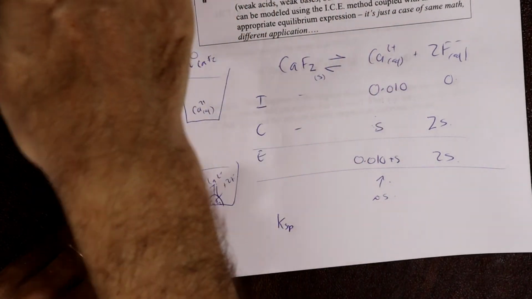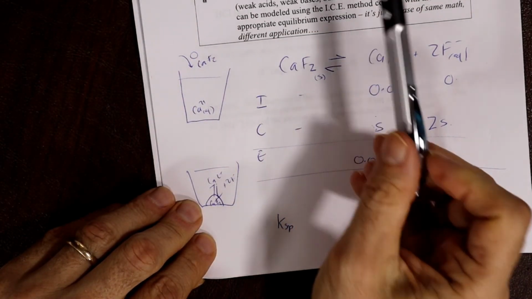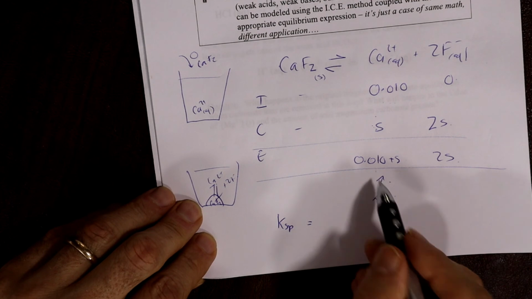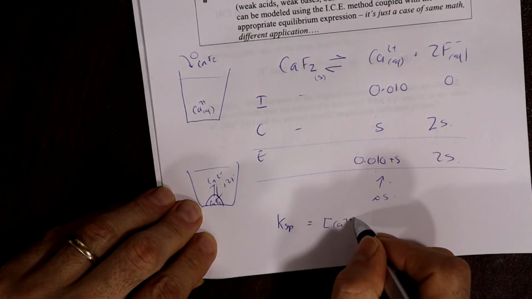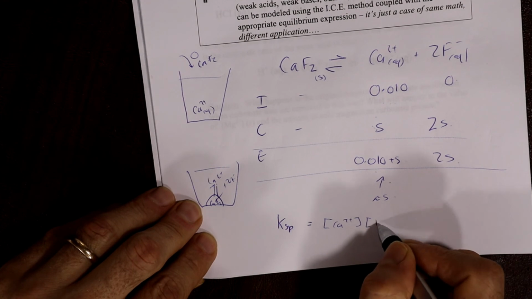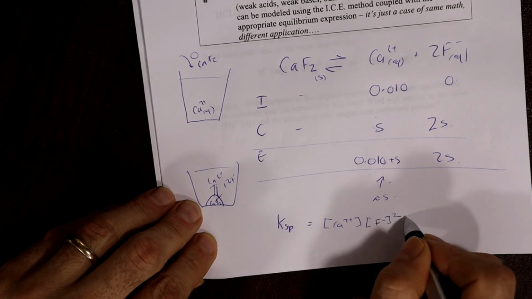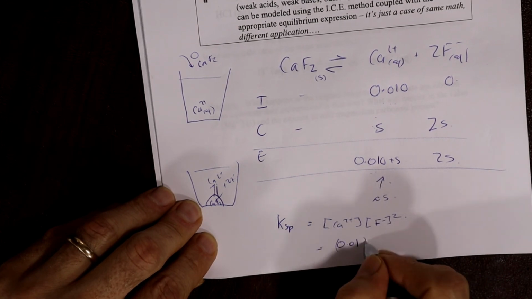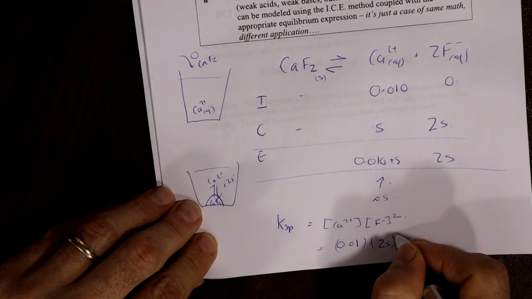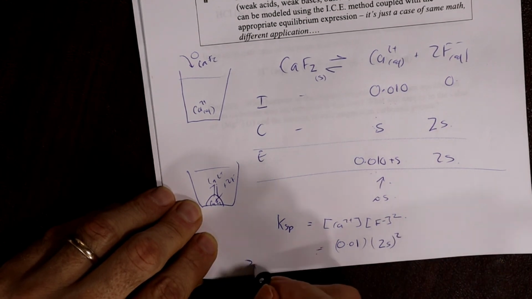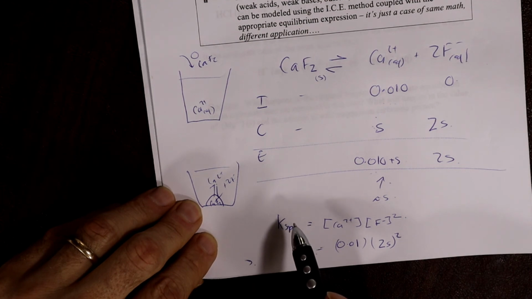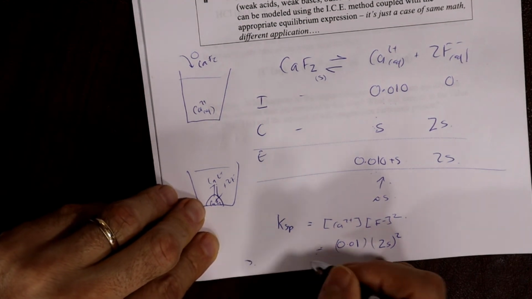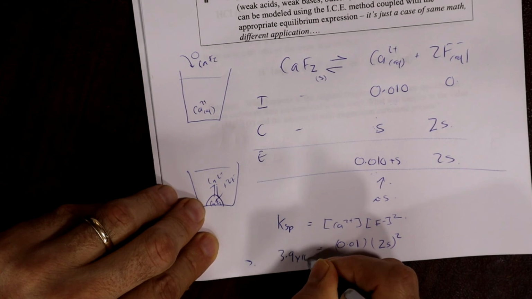KSP, don't lose sight of our prize here. Calculate molar solubility, that's S. So KSP equals calcium 2+ times fluoride minus squared, which equals approximately 0.01 times 2S squared. KSP, I should have the number somewhere. Oh yeah, it's in the previous table. Flip back, it's in the table. We got it, there it is.